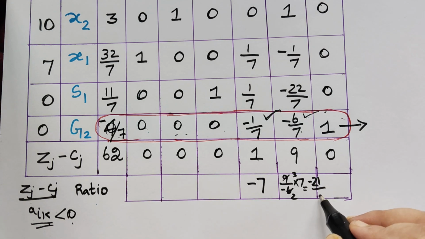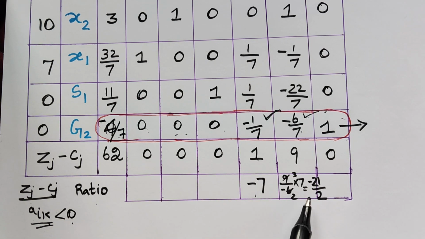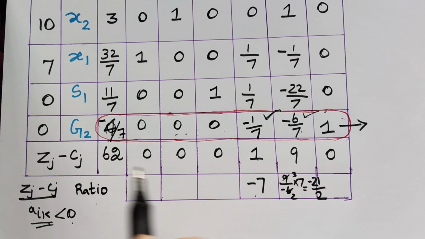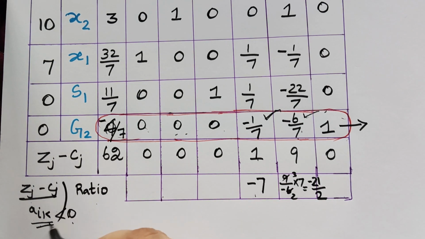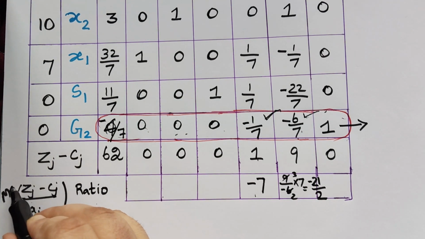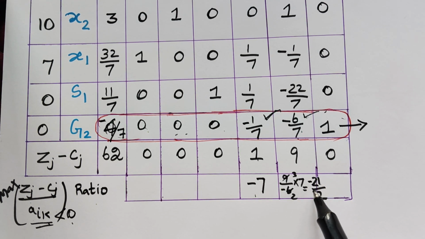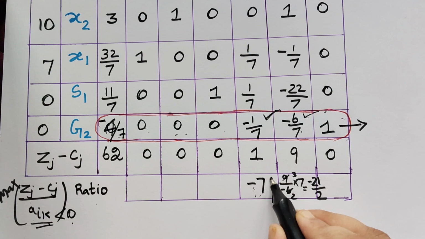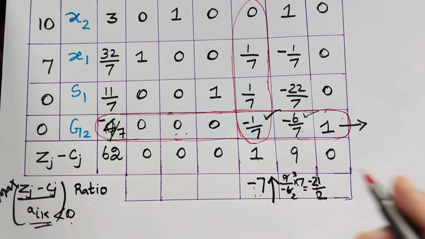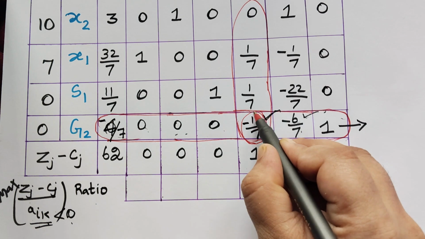Now out of these two, we have to choose the maximum. That is the criteria. So which will be maximum? Obviously minus 7, because minus 21 by 2 is lesser than minus 7, it will be something like minus 10.5. So it will be lesser than minus 7 because both are negative values. So minus 7 is the maximum out of these two values. So this will be the entering column, and minus 1 by 7 will be the pivotal element.